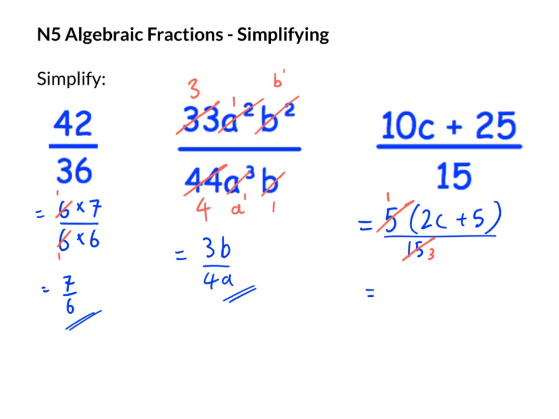Now I just need to tidy it up. I have got one lot of 2c plus 5. So I can write that with or without the brackets. I'm going to put it in brackets. Divided by the 15 got simplified to a 3. And I have now got that fraction in its simplest form.